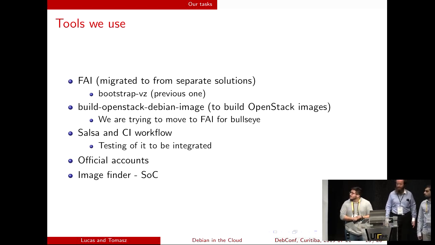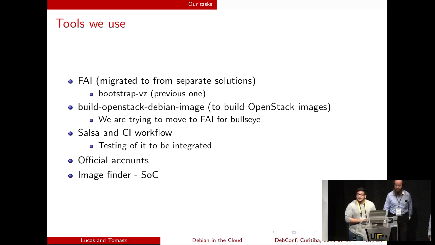Yeah. So as Thomas said, FAI is easier to extend, to add extra stuff, to customize things. For the OpenStack image, we are still using a customized script called build OpenStack Debian image. So we are trying to move to FAI until the Bullseye release. We are working on that right now. We still have two more years, so we have plenty of time.